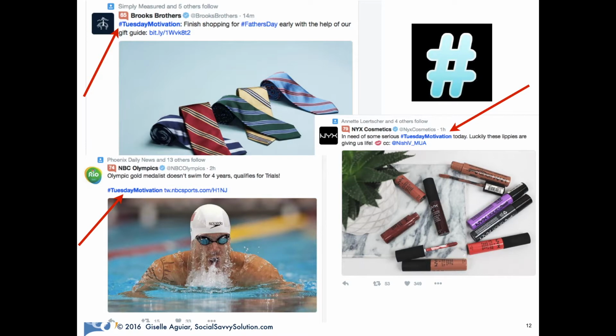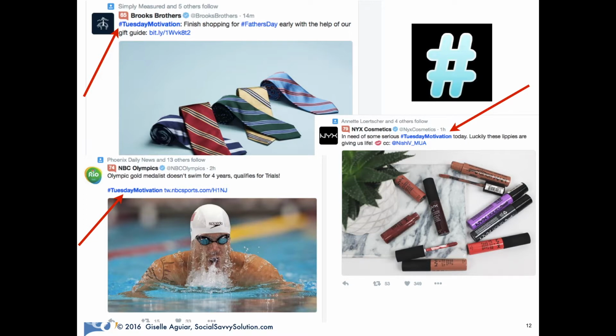A hashtag is the pound or number sign placed in front of a keyword or phrase to make it clickable and searchable. Hashtags only work with letters and numbers, no spaces between words. Hashtags are not case sensitive. Capitalize the first letter of each word in a hashtag to make it easier to read. Use them consistently in your posts and tweets.